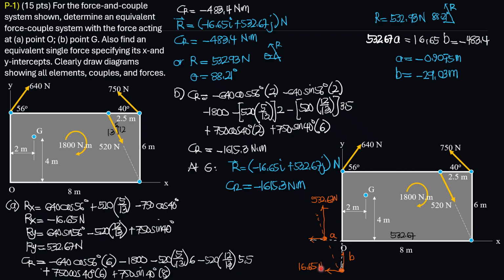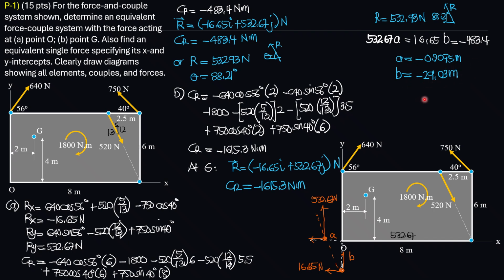So 532.67, which is this component, times A is clockwise. Then it is also 16.65 times B, clockwise. So that's why we equate it to negative 483.4. So A is negative 0.9075 meter, B is negative 29.03 meters.